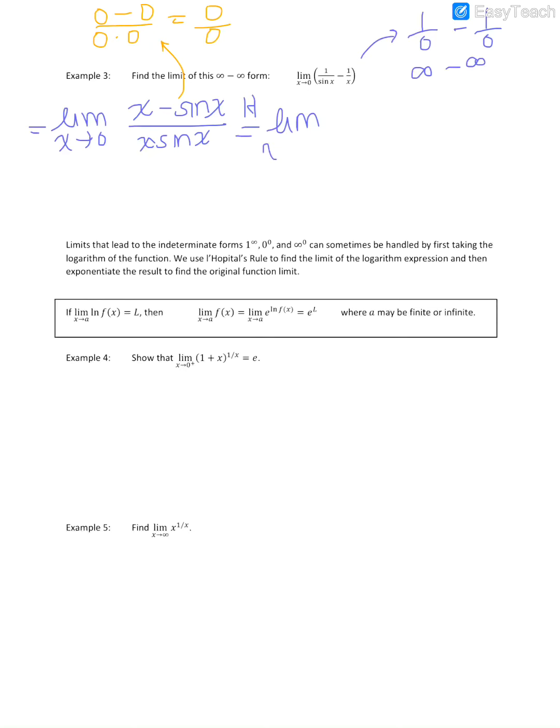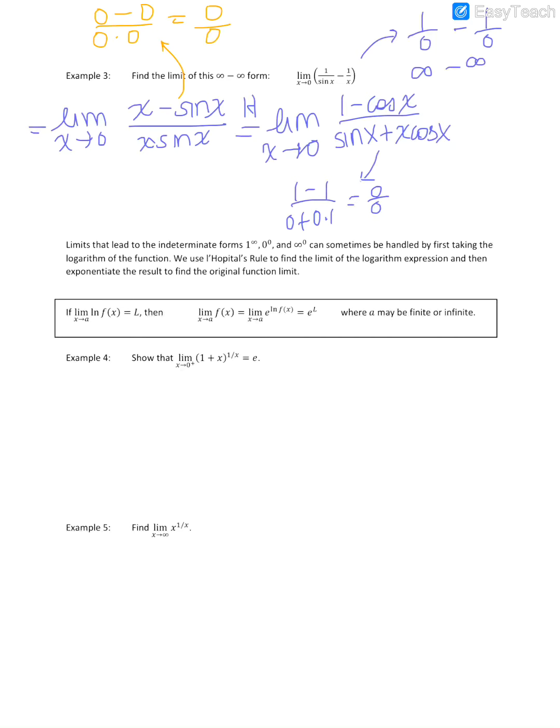All right, so here we go. On the top, my derivative, I get 1 minus cosine of x. In my denominator, I do have to use product rule. So I'm going to have the derivative of the first, which is 1, times the second, plus the derivative of the second, which is cosine x, times the first. Now let's try plugging in the 0. On the top, I'm going to have 1 minus cosine of 0, which is 1 minus 1. On the bottom, I'm going to have 0 plus 0 times 1.